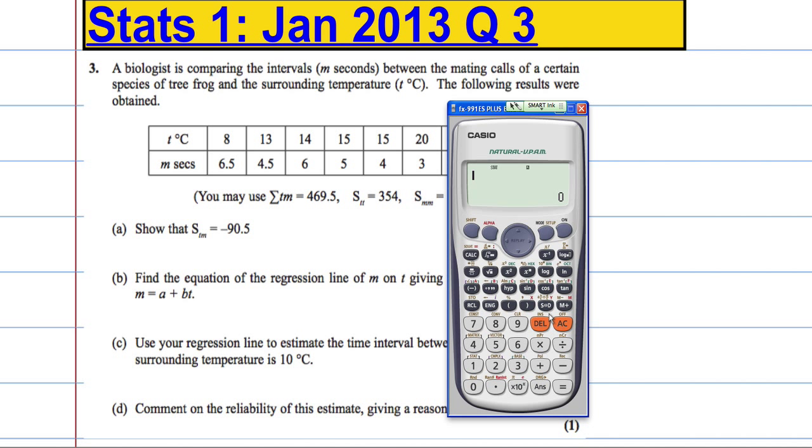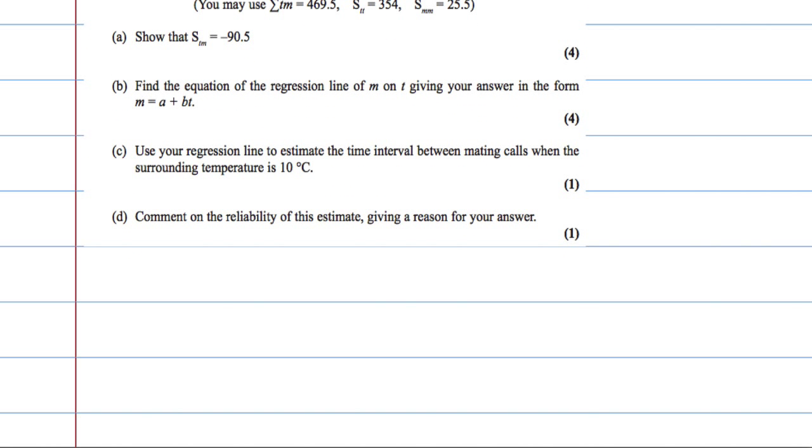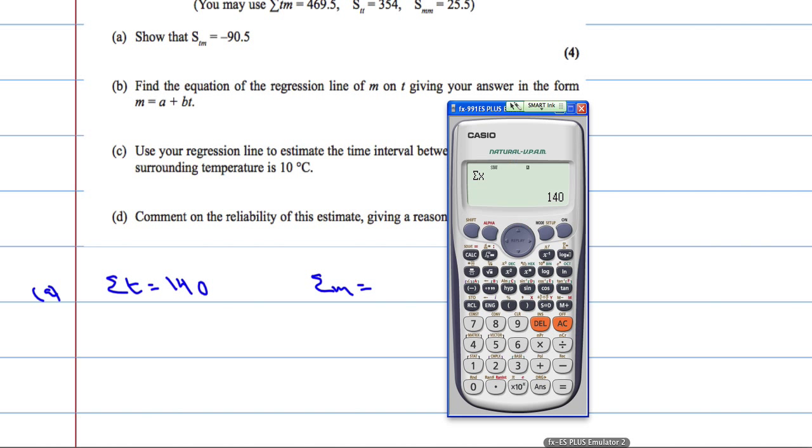We're also going to need sum of x. So we'll go shift stat sum. I need the sum of x, so option 2. Sum of x is going to be our sum of t. So sum of t equals 140. We're also going to need the sum of m. So again, use the calculator to pull out those summary statistics. Shift stat sum. That's going to be sum of y in this case, so option 4. And that's going to be 32.